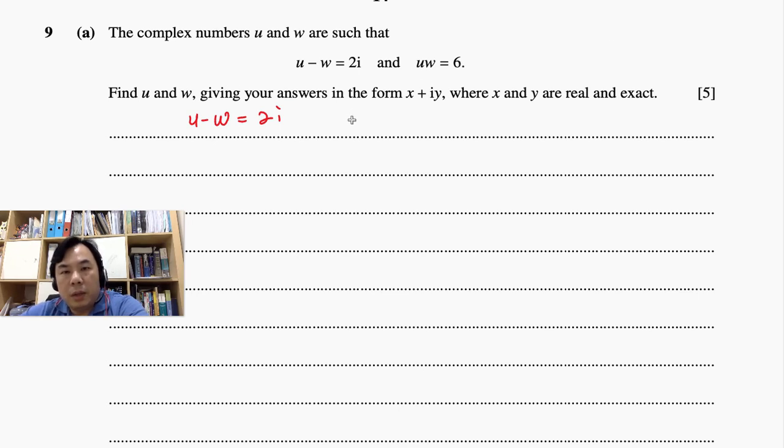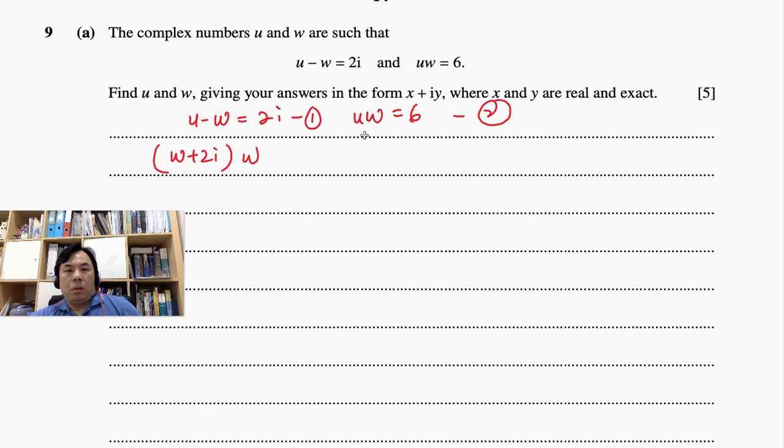And then knowing that uw is equal to 6, I can use substitution to solve these two equations simultaneously. So by using u equal to w plus 2i, so u is actually w plus 2i, and then it's equal to 6 here. Okay, so from here you get omega squared plus 2i w minus 6 equal to 0 here.